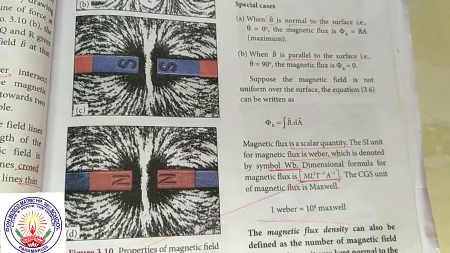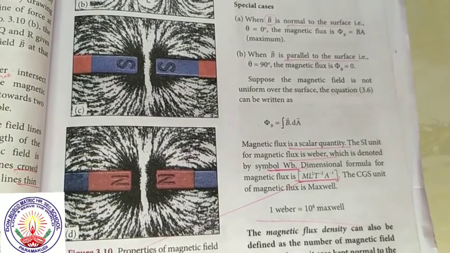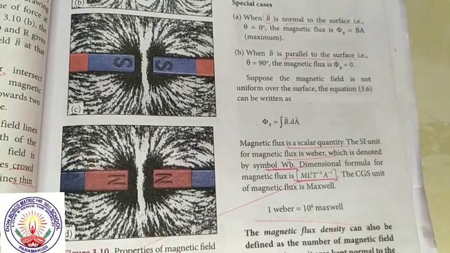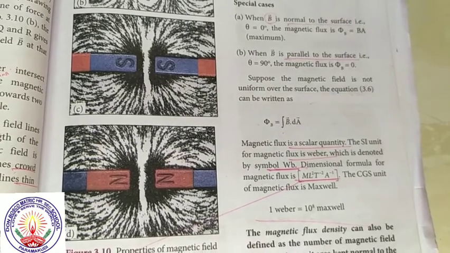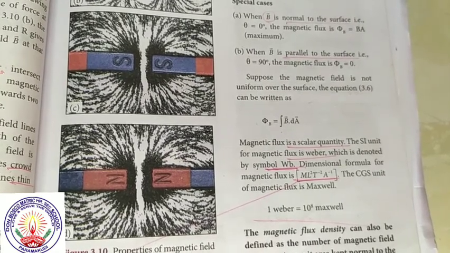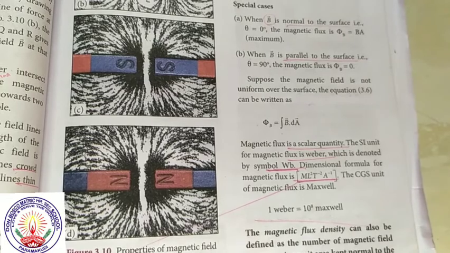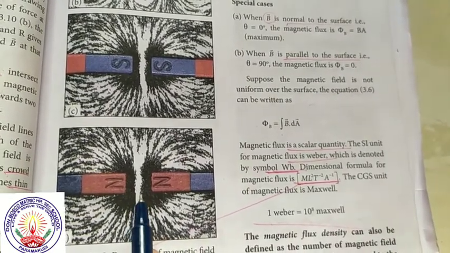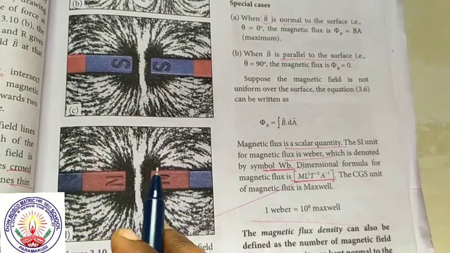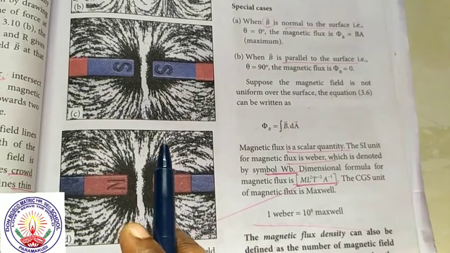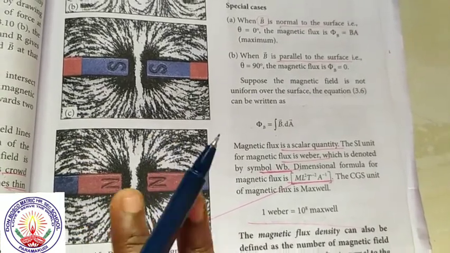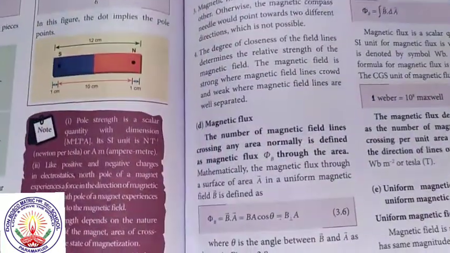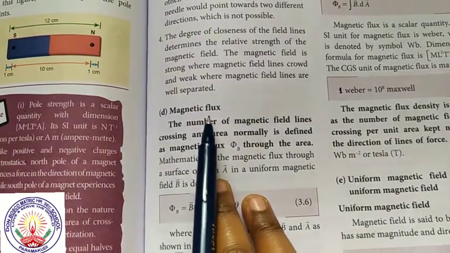Pole strength is a scalar quantity. Then a one mark question will be asked: what is the quantity, the dimensional formula, and the SI unit of pole strength. This is an important term. So the magnetic field and pole strength are very important. So there are 4 points in the magnetic field lines. Next topic is magnetic flux.